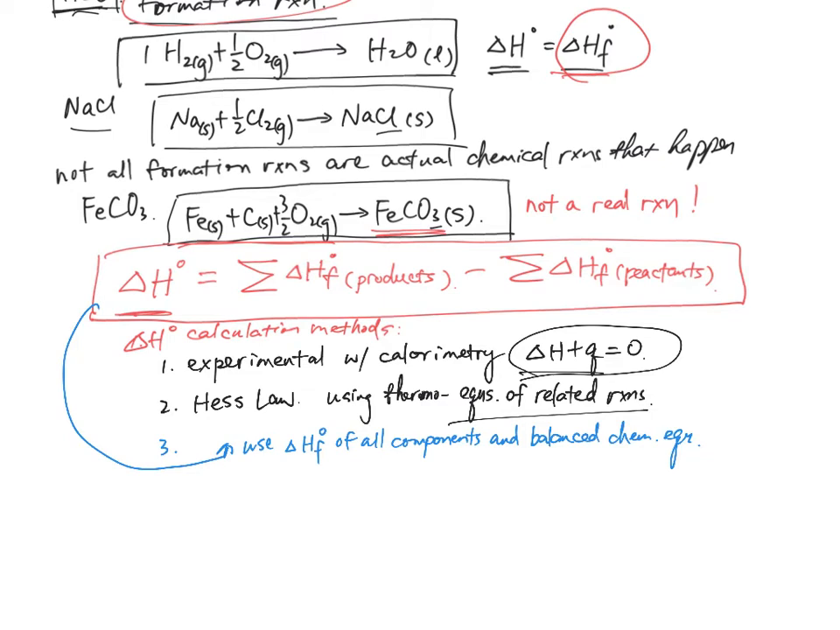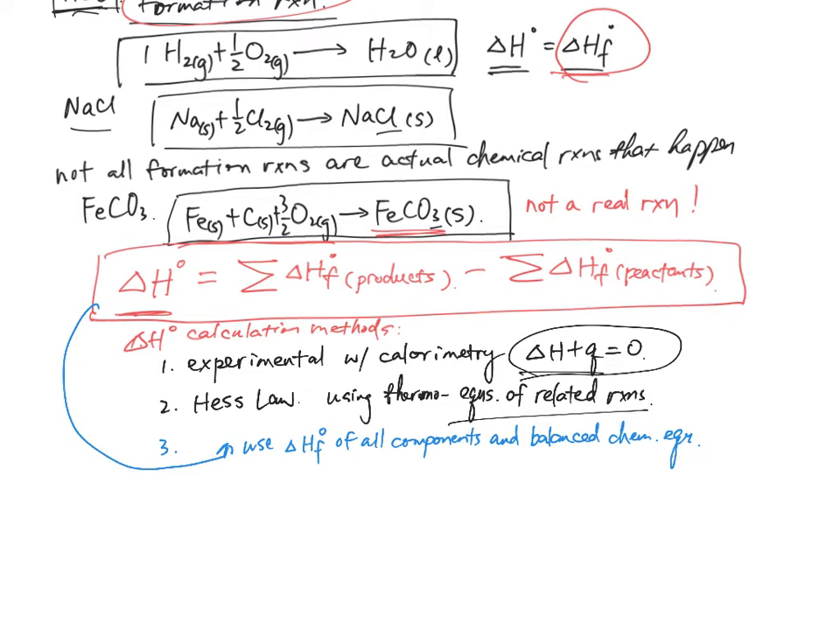So what do you need this time? You don't need an experiment. You don't need a whole bunch of related chemical reactions. You need a balanced chemical equation, which if you're studying a chemical reaction, you definitely have, and a chemistry handbook with values of all delta HF of chemical compounds.